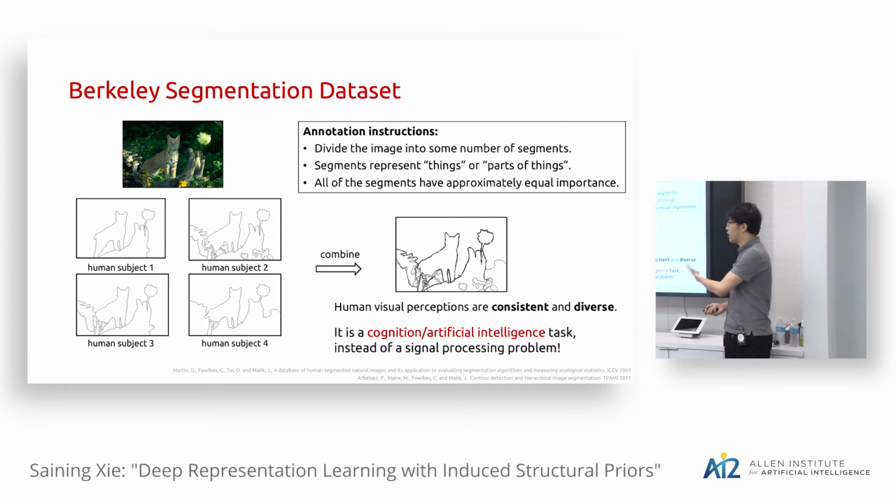And these are some annotation results. Human visual perceptions are extremely consistent and diverse. And this is the ground truth of this dataset.